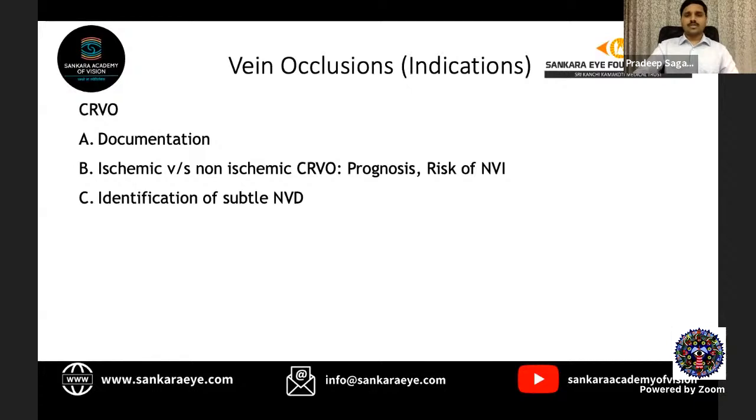So in vein occlusion, the indication of fluorescein angiography would be to document the disease process, to differentiate an ischemic central retinal vein occlusion from non-ischemic central retinal vein occlusion. It is helpful because the non-ischemic central retinal vein occlusion has a good prognosis and has lesser risk of development of neovascularization of iris. It also helps in identification of subtle neovascularization at the disc.